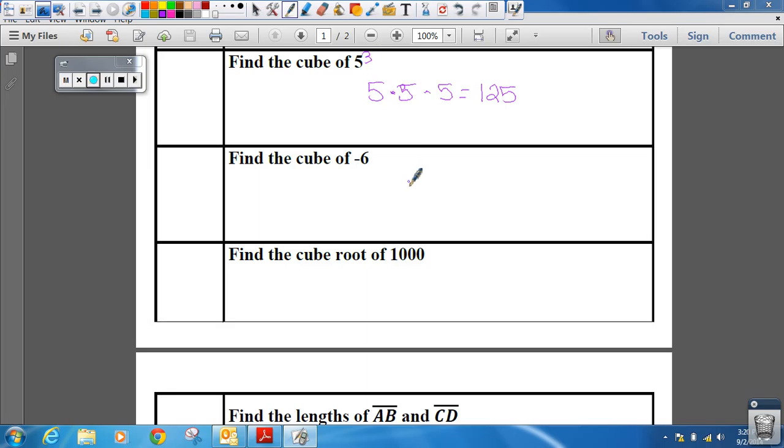And the majority of you do know how to complete this on your calculator. If you don't and you have a question and you want me to show you how to do the cube or cube root on your calculator, make sure you ask.